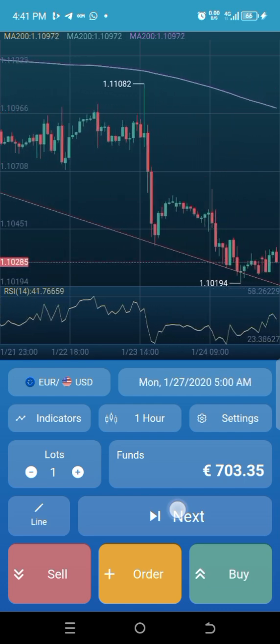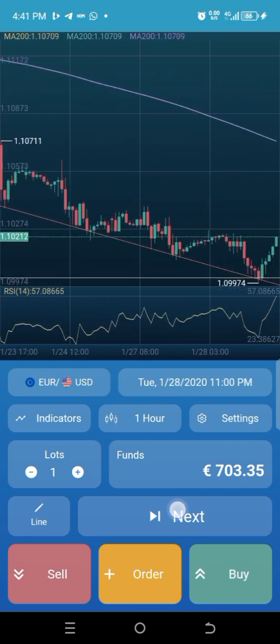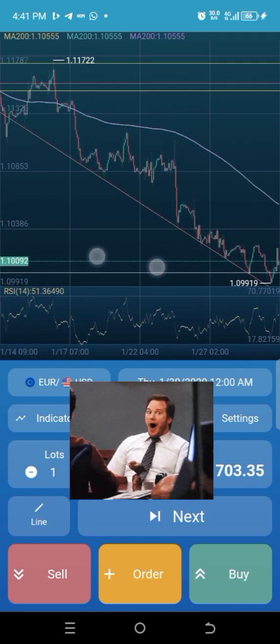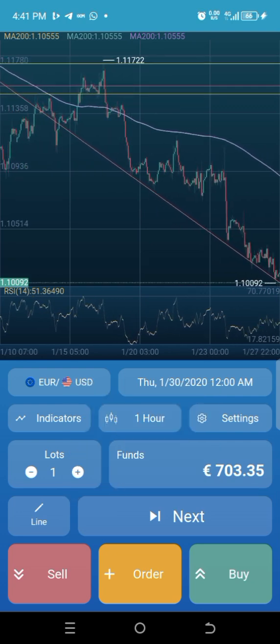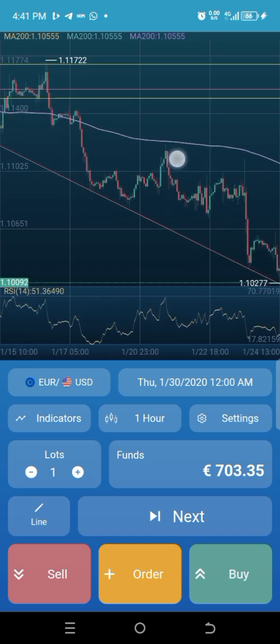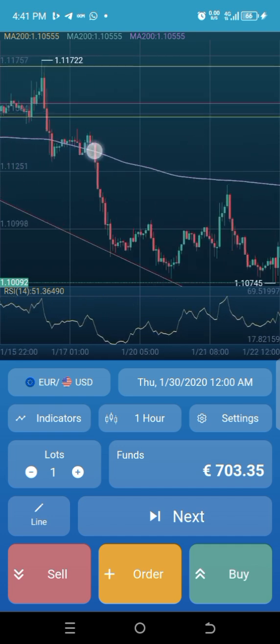Price actually went down. Wow, what a trade. Went to hit the low actually, from here to here. So sometimes it works out the way you want, sometimes it doesn't, but you can see the strategy works, ladies and gentlemen.